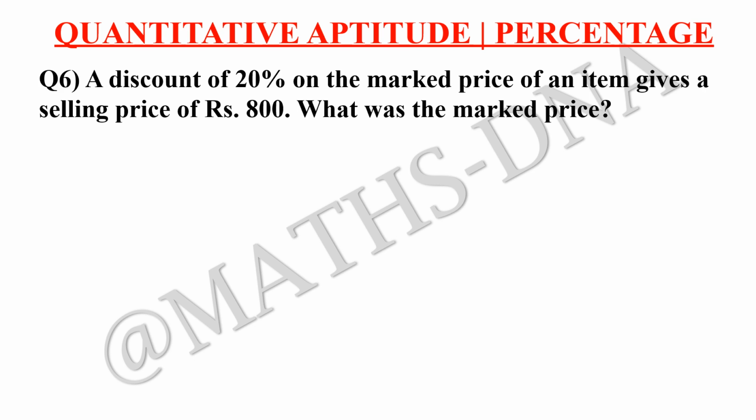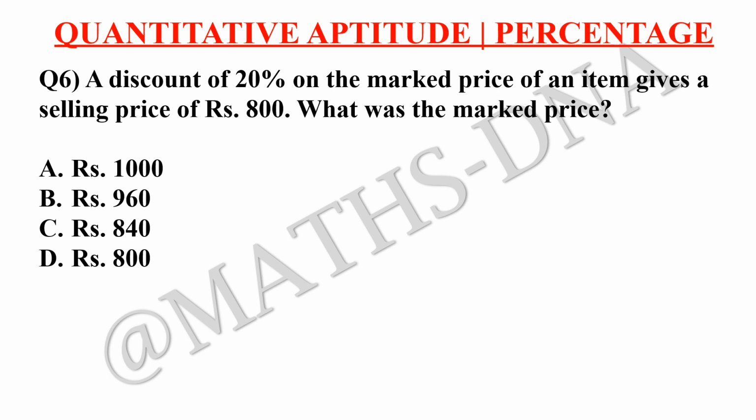A discount of 20% on the mark price of an item gives a selling price of rupees 800. What was the mark price? Read the question again. You can solve this question even without looking at the options. You are offered a 20% discount on the mark price, and the selling price is now 800 rupees. So what will be the mark price? The options are 1000, 960, 840, and 800. See, 800 cannot be possible, and decreasing 20% from 1000 will clearly be 800. So even without looking at the options, you can sometimes simplify the questions.